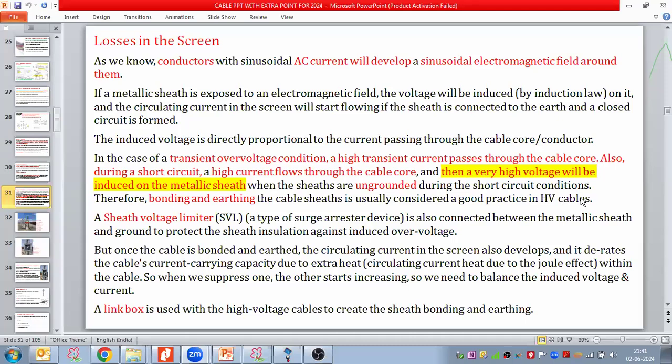So from here to here, am I clear? From here to here. Do not go with the SVL. This is the second statement, but my first statement is clear. Yes, sir.